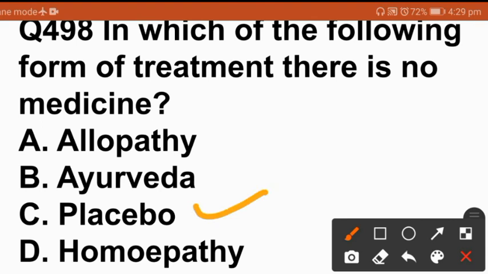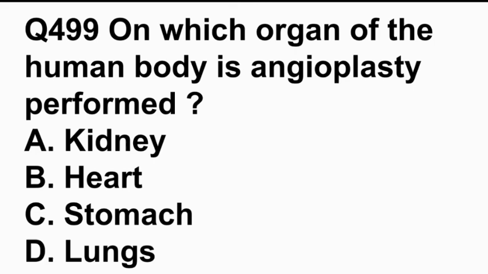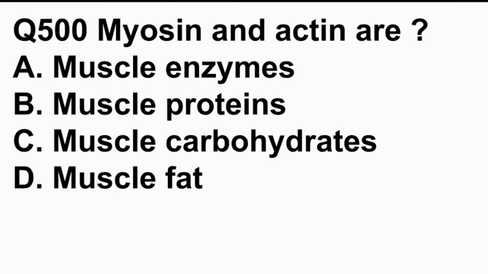On which organ of the human body is angioplasty performed? B. Heart. Myosin and actin are? B. Muscle proteins.